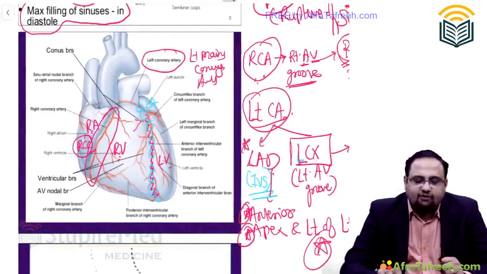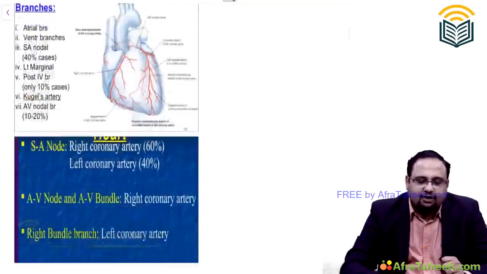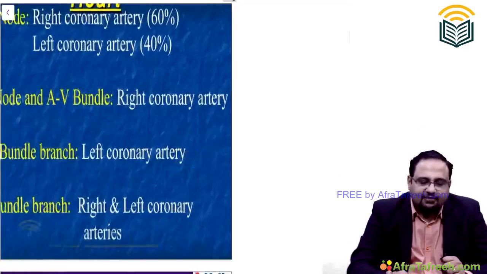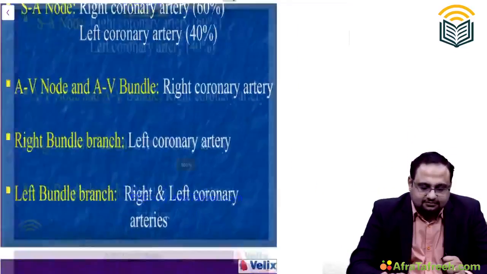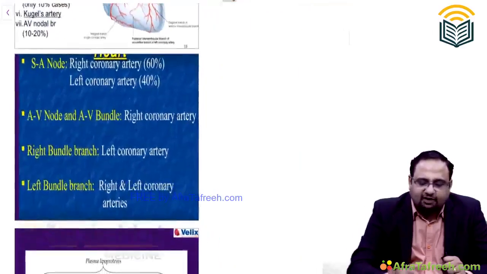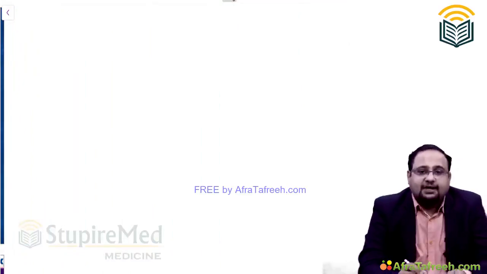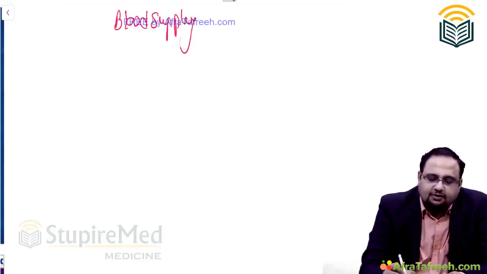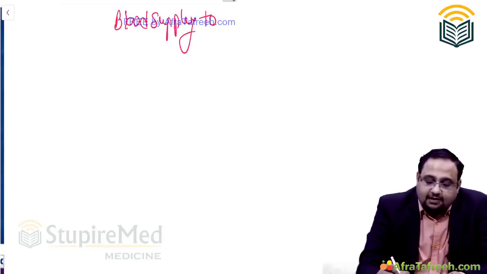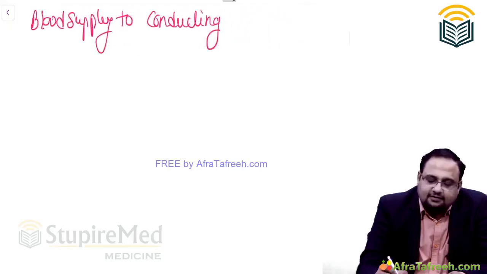I won't go into the details of the coronary anatomy, but there is only one thing I wanted to bring to notice, about the bundle branches, about the bundle branch blocks. We know that there is a blood supply to the bundle branches. Okay, the blood supply to the conducting system of the heart.